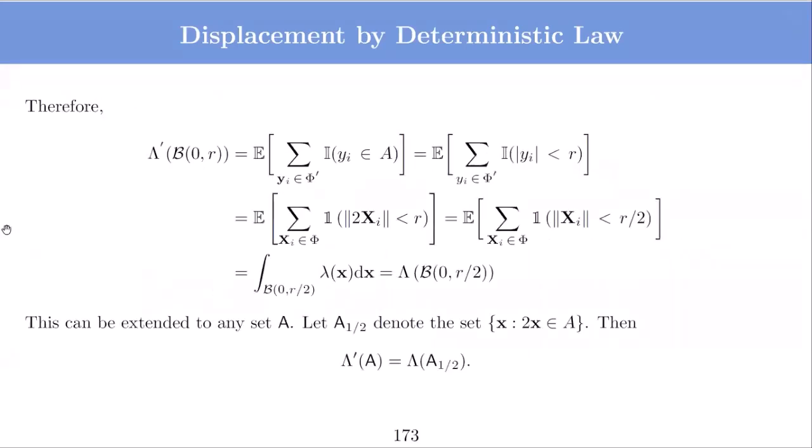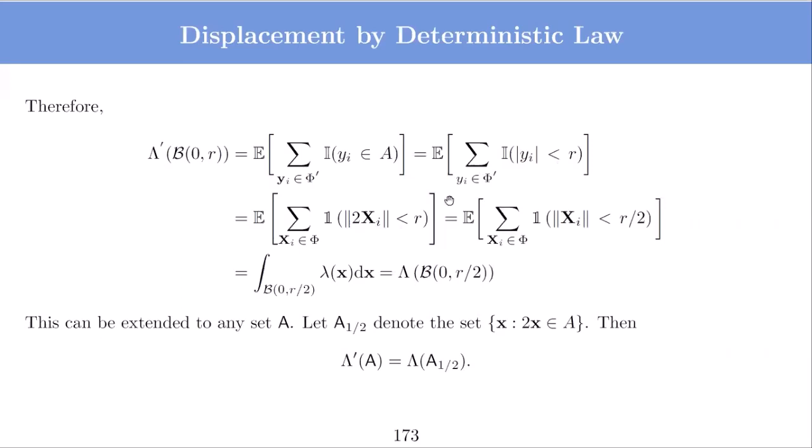So what I can do is replace this condition yi belongs to A by norm of yi is less than r. And norm of y is nothing but norm of 2xi less than r, and 2xi less than r is the same as saying that norm of xi is less than r by 2. Okay. So to compute this, I can apply Campbell theorem.